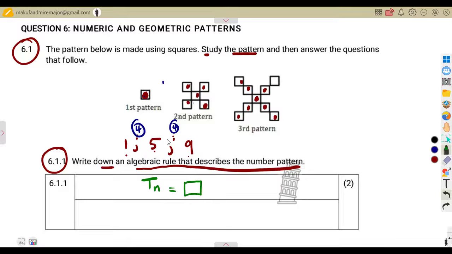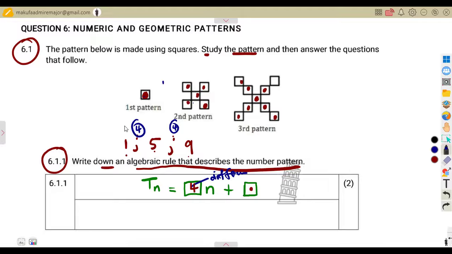If it is a linear pattern, there's a common difference. So you take the difference times n plus a certain number that you're going to need here. This box here is for the difference. So what is our difference? Our difference is 4. So Tn is equal to 4n plus a number that you need here. So how do I find this? What is going to represent this box here?